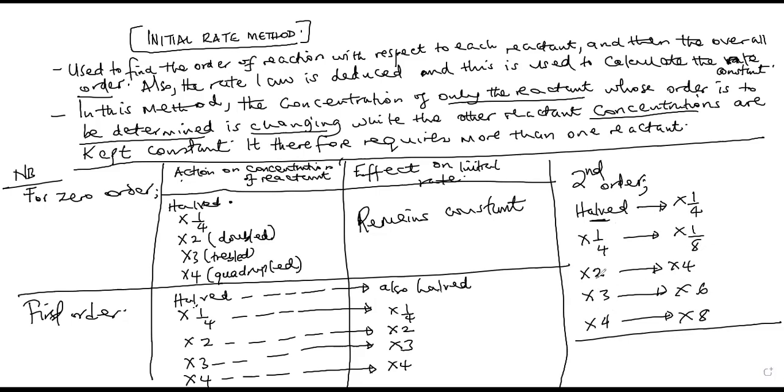When you increase the concentration by a factor of three, the initial rate will be multiplied by nine. Don't say it will be increased by, because when you say increased by, it means you're adding. So it will be multiplied. When you double the concentration, the rate gets quadrupled. When you treble, it gets multiplied by nine. When you quadruple, it gets multiplied by sixteen.